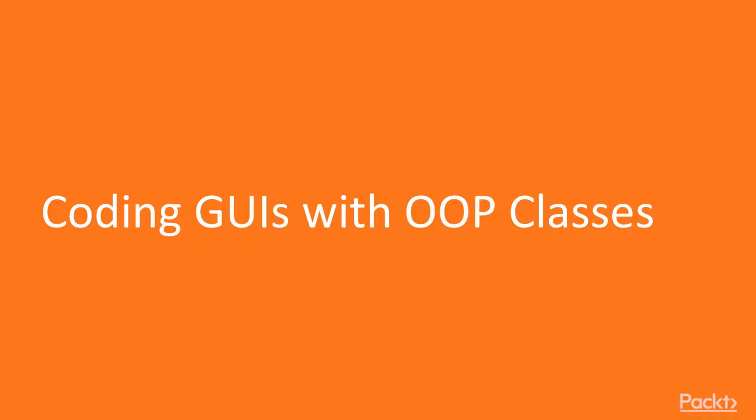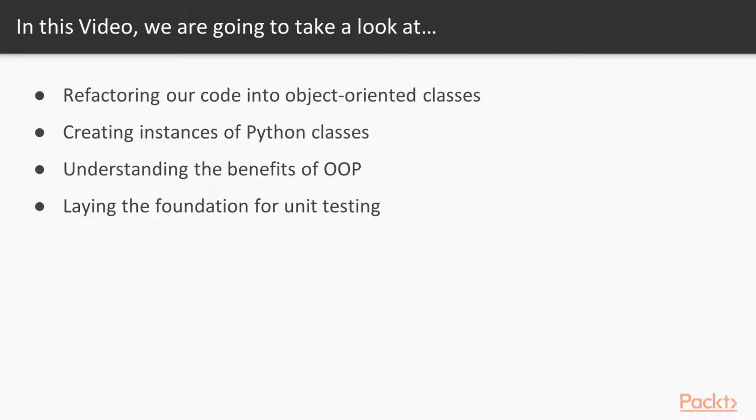In the previous video, we added more widgets to our GUI, and in this video, we will refactor the entire code to use object-oriented Python classes. So we'll refactor the code, and then we'll create instances of Python classes. We'll see a little bit the benefit of why it's good to code in OOP, and this is actually laying the foundation for our unit testing.